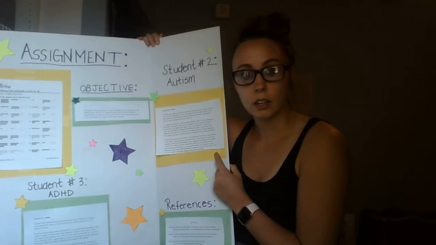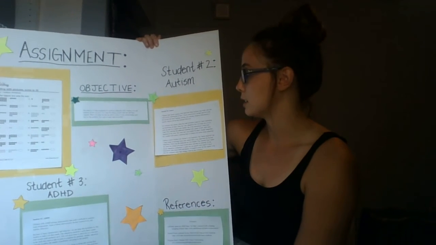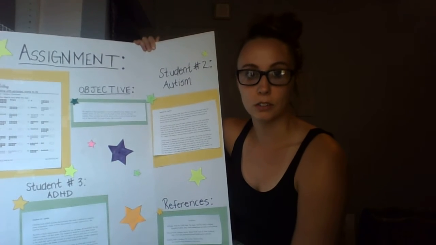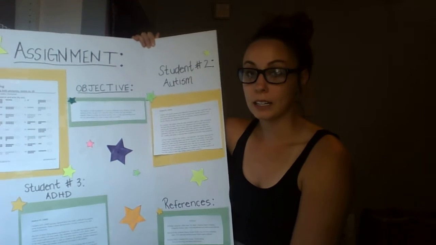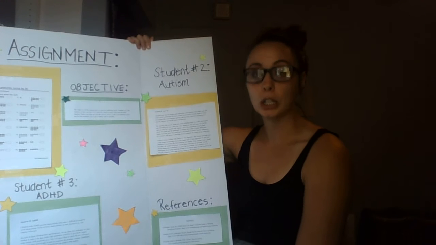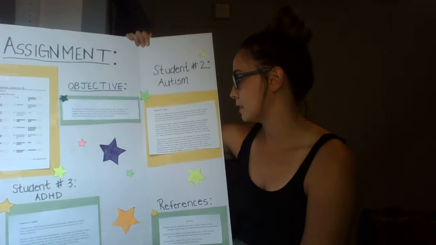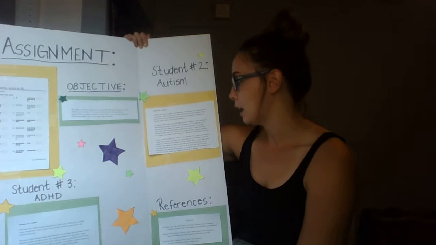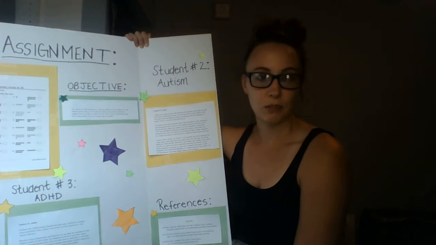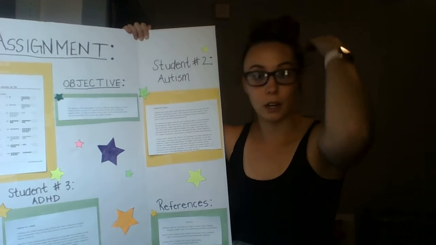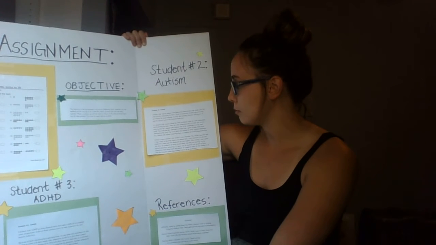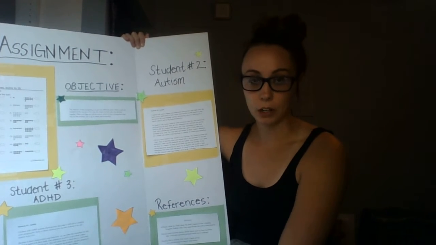Student 2 would be a student in the classroom with autism. So students with autism also possess some behavioral characteristics that make learning more difficult for them. Some of the characteristics include repetitive body movements, so hand flapping, rocking, spinning, stuff like that. Also obsessive attachments to specific objects. It could be a bracelet, it could be a toy, it could be a watch, something that they're just obsessed over. And then also having restricted behaviors.